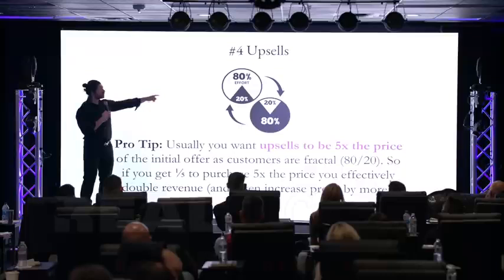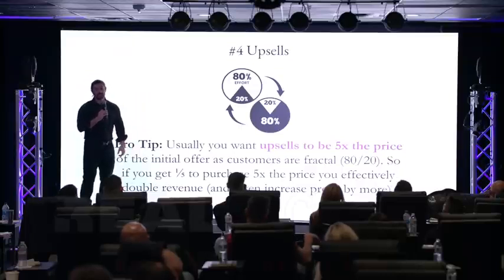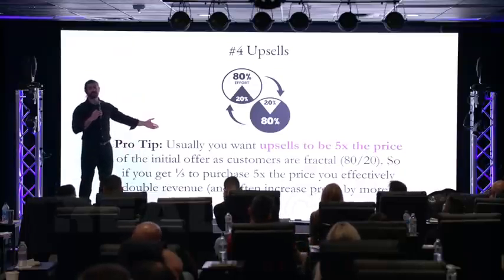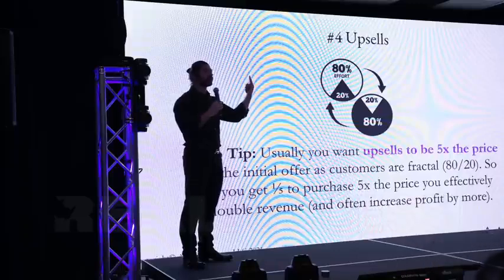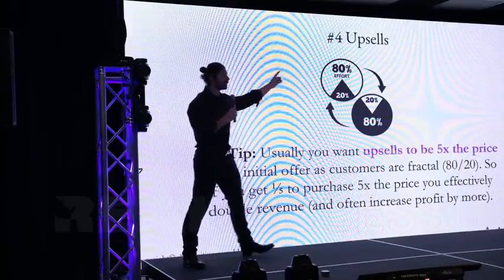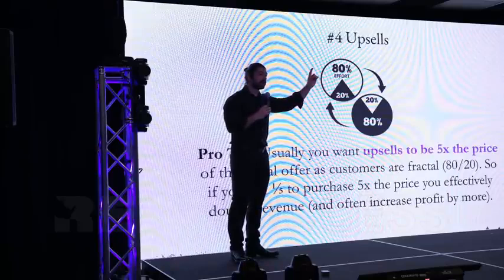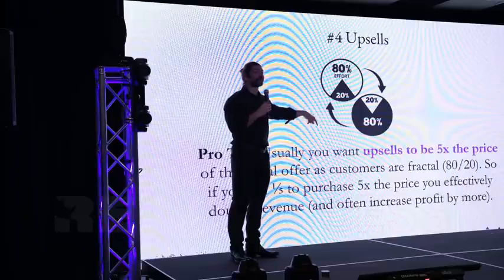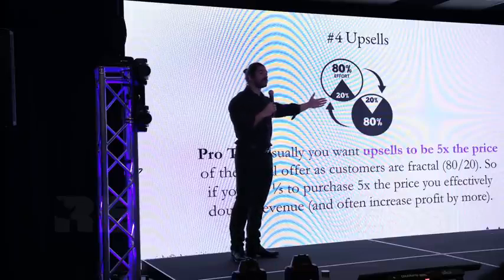Here's why. Customers are fractal. They're 80-20. So it's the Pareto principle, right? And so 20% of my customers, 1 out of 5, if I want to double my revenue, I 5x the price so that 1 out of 5 buys my 5 times higher price. And so I double the revenue of my business by adding a single upsell. But I might have way higher margins on my upsell than I have on my original. So I might 2 or 3x or 4x my profit by having that upsell.